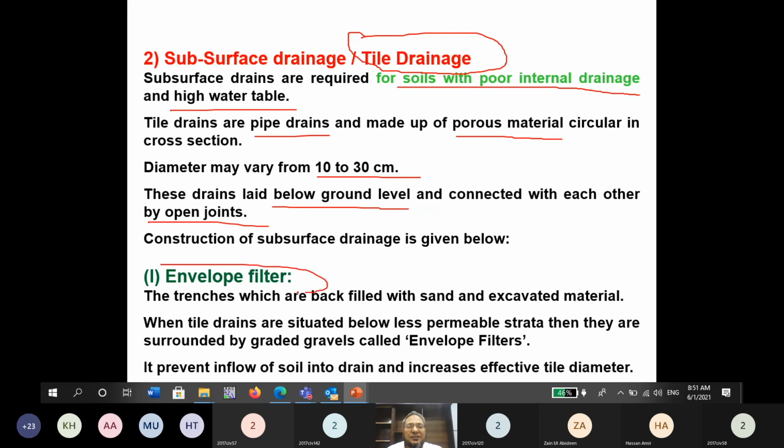Number 1 is the envelope filter. तो हम इसमें एक filter भी देंगे. The trenches which are backfilled with sand and excavated material. So when tile drains are situated below less permeable strata, then they are surrounded by graded gravels called envelope filter. Filter हम देते हैं, जैसे हम पहले coarse particle फिर small and then small. It prevents inflow of soil into the drain and increases effective tile diameter.